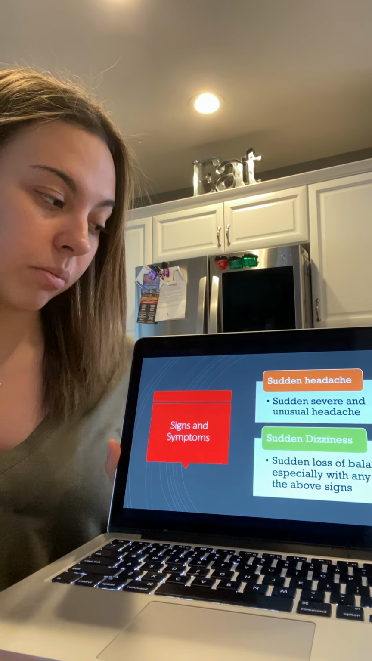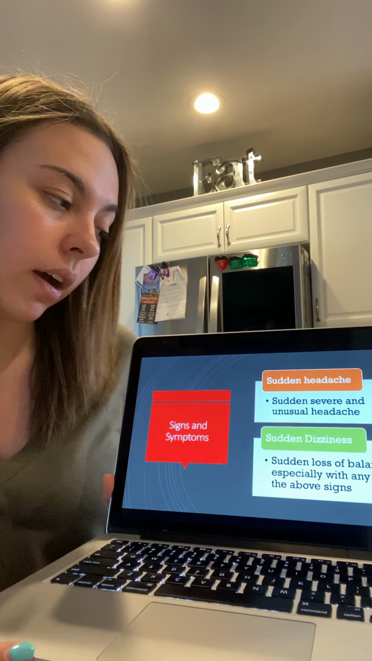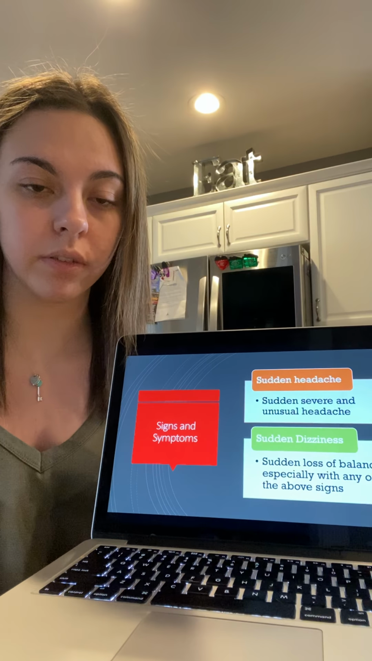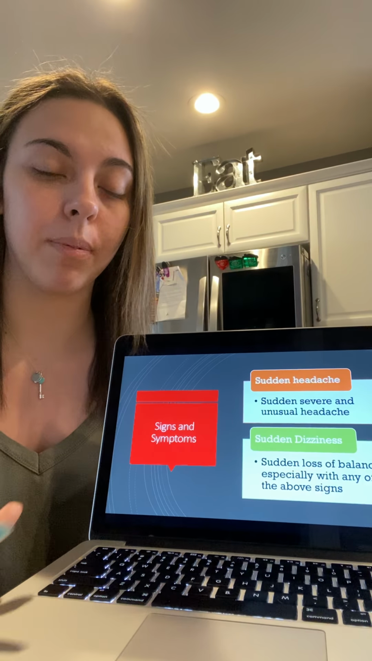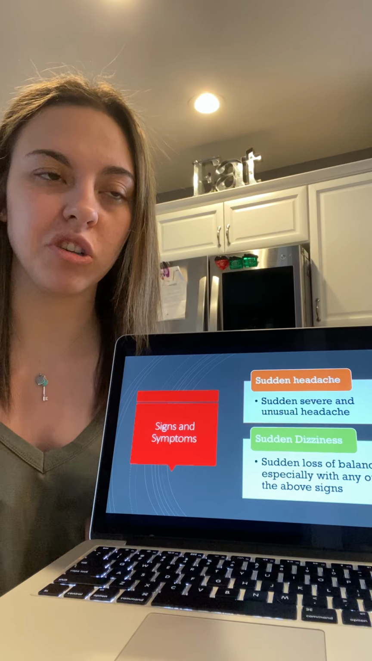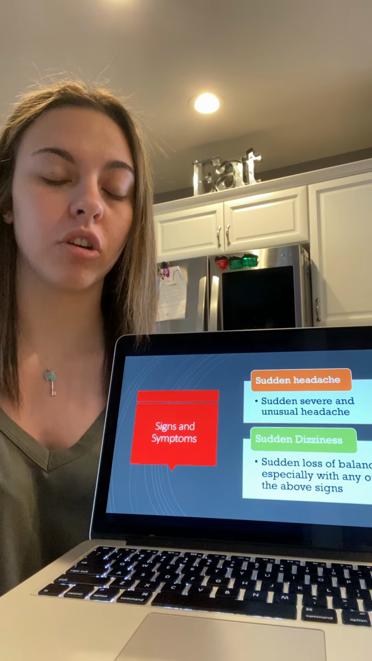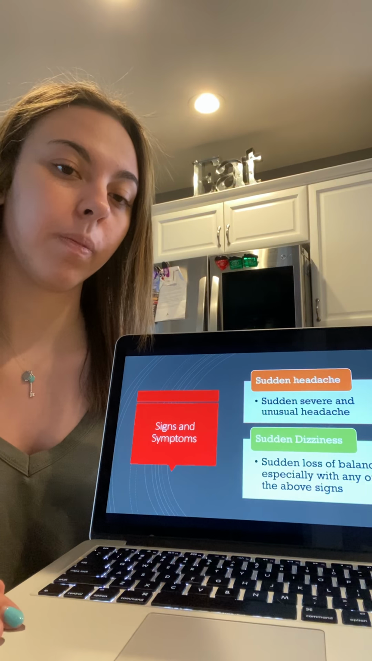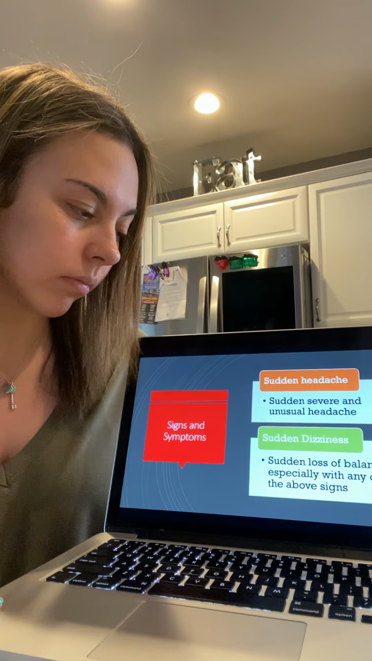More signs and symptoms is a sudden headache. It could be severe and unusual. Many people do suffer from headaches, but this on top of any other symptoms, or if it's unusual and it's not like any other one, should be a warning sign that you may be having a stroke, or a person you know is having a stroke.